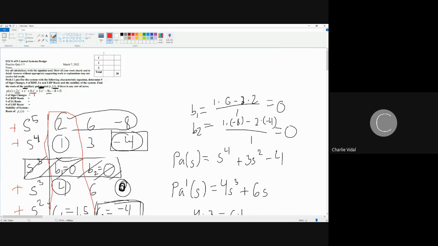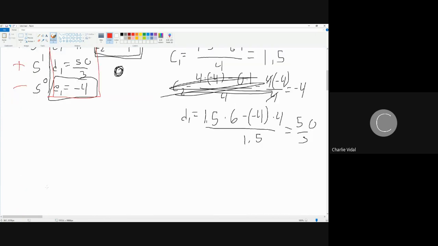One sign change. So that tells us there is at least one RHP root. But we have to go on with this problem to find out how many there actually are. And I will tell you right now, it is not just one. So now what do we do?